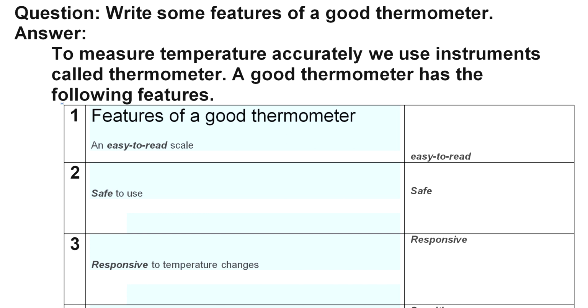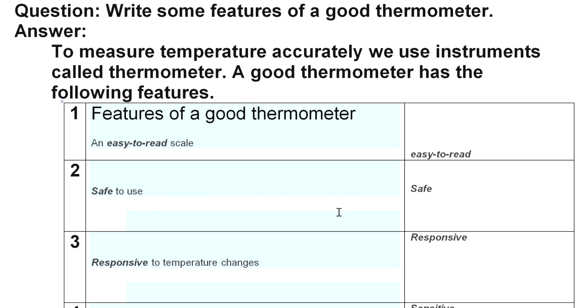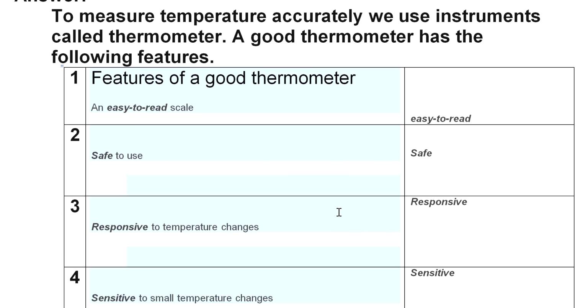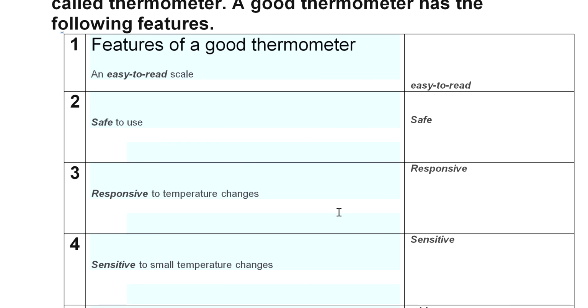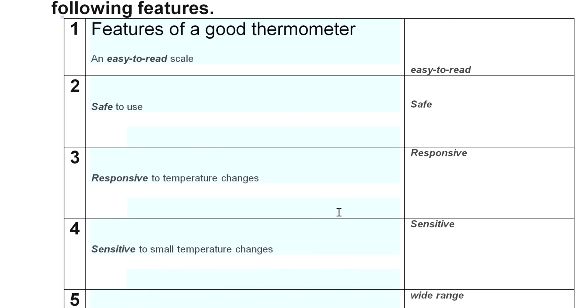Second very important point is safe to use. Safety is very important because sometimes there are instruments which involve electricity and heat, and we use them by standing at a distance. But we keep in contact with the thermometer, so it must be safe to use. Safety is a very important key feature. Third is responsive to temperature changes.